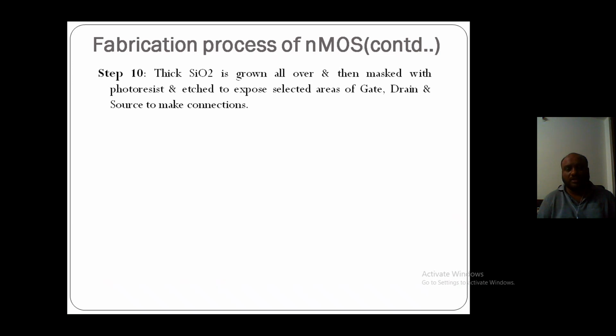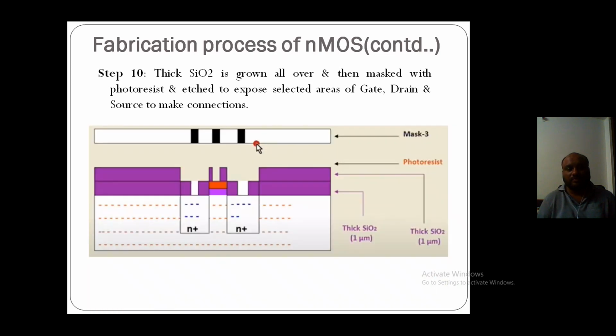photoresist and etched to expose selected areas of gate, drain and source to make the connections. This step is we require only a portion of gate, source and drain to be available to the external world to make the connections. The remaining portion need to be covered with silicon dioxide. The silicon dioxide layer is formed and then a mask is used in order to etch only the regions of gate, source and drain and remaining portion of the substrate will be hardened with the silicon dioxide.